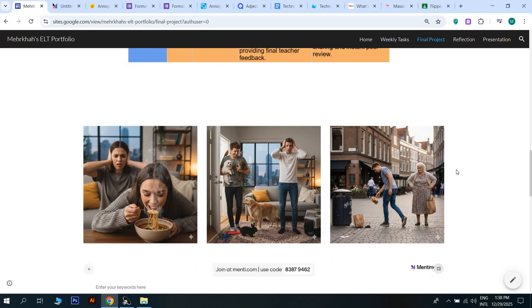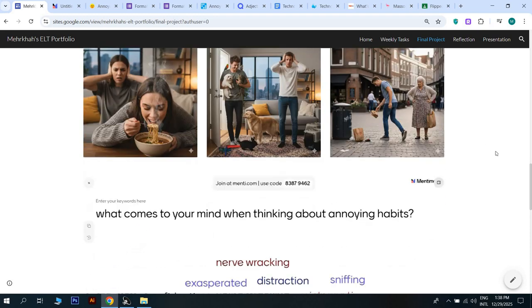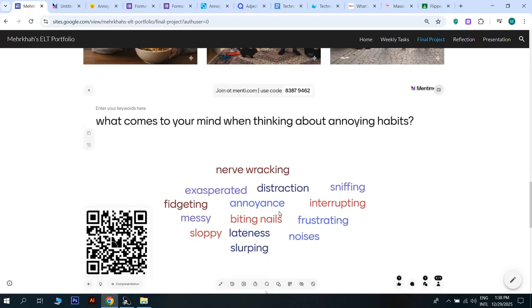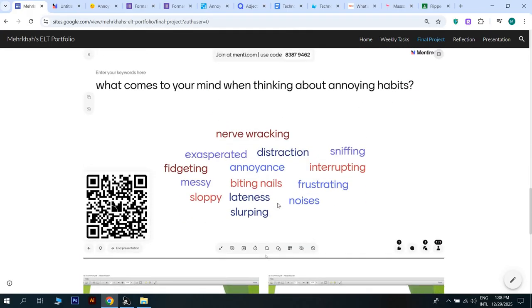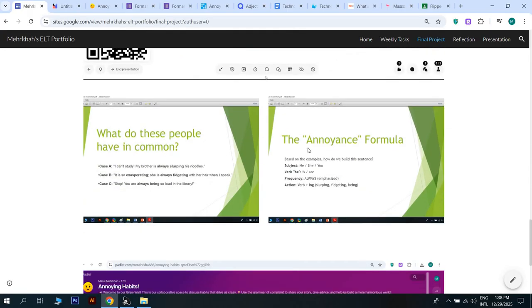And here are some pictures that I wanted to show to my students in the lead-in and warm-up, generated by AI, of annoying habits, and this is another picture of Mentimeter again, and these are the slides that I talked about. The explanation of grammar is actually inductive, because in the first slide I show them some sentences and I ask them, what do these people have in common?